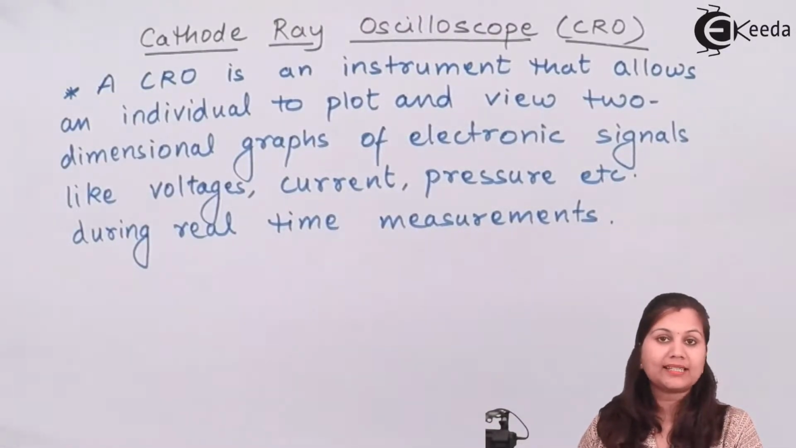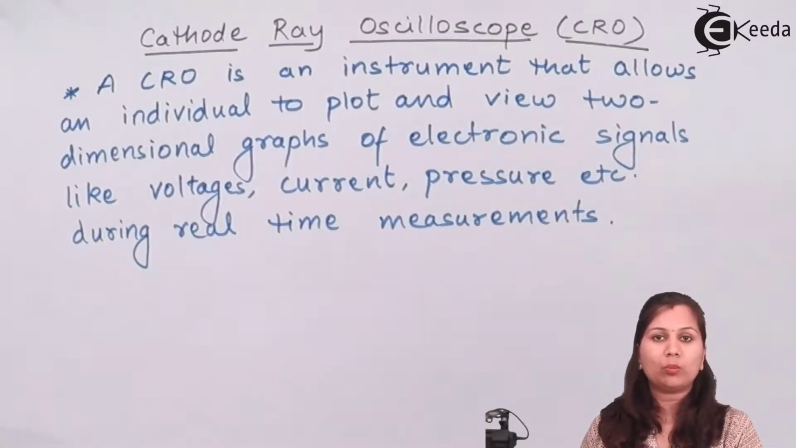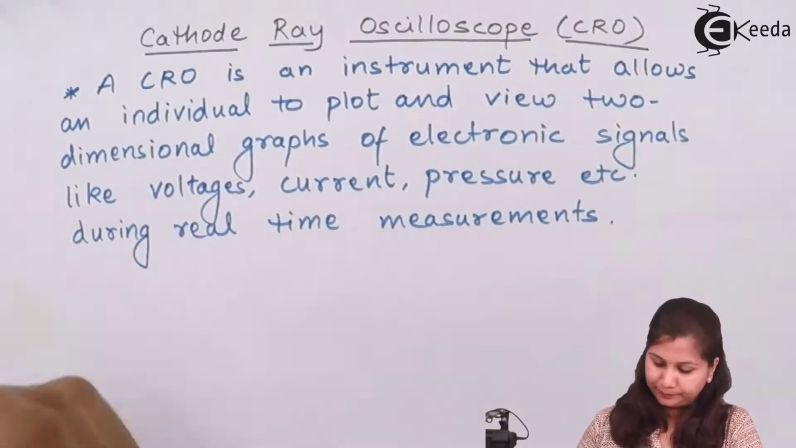So we can say that CRO is an XY plotter which is plotting the signal on the X and the Y axis. Now on the X axis we have the amplitude of the input signal and on the Y axis we have the time. So we can say that it is plotting an input signal versus time or versus another signal.